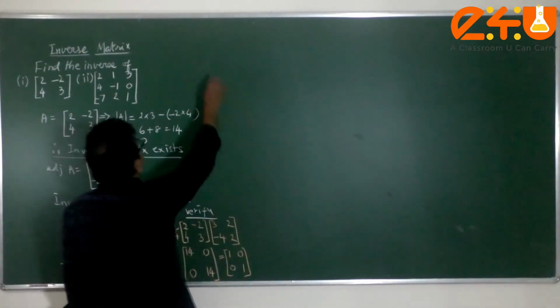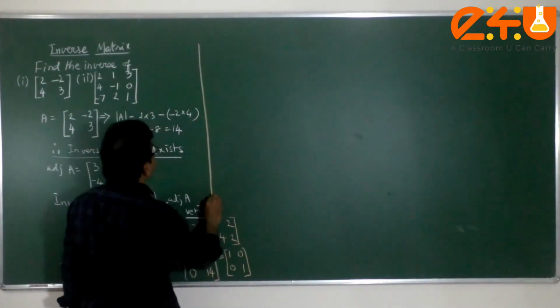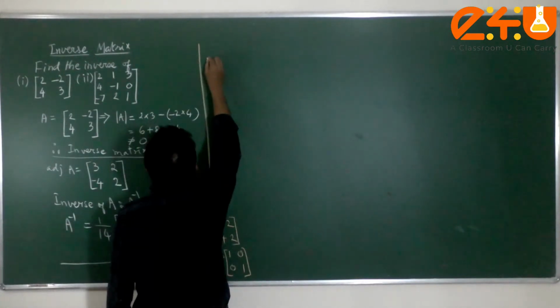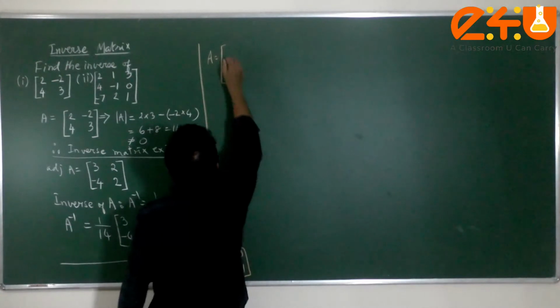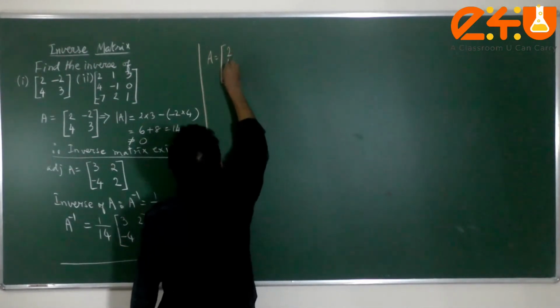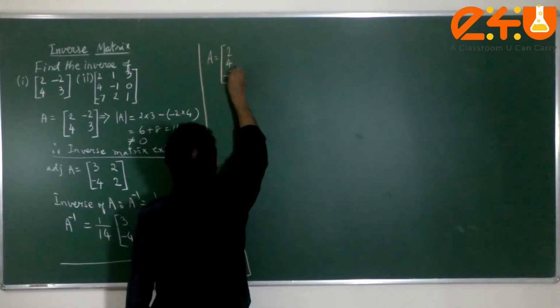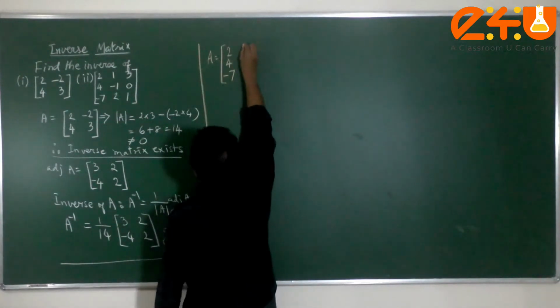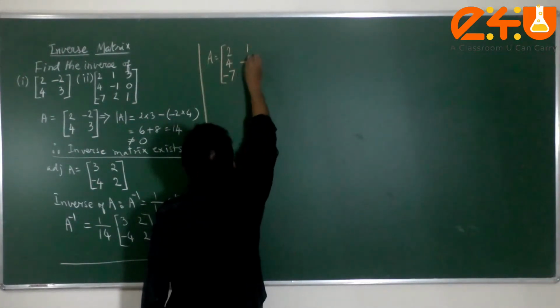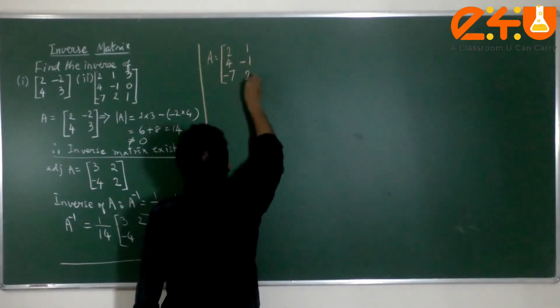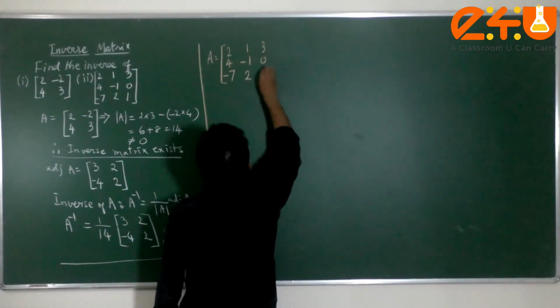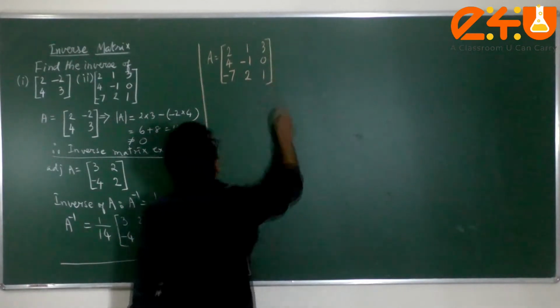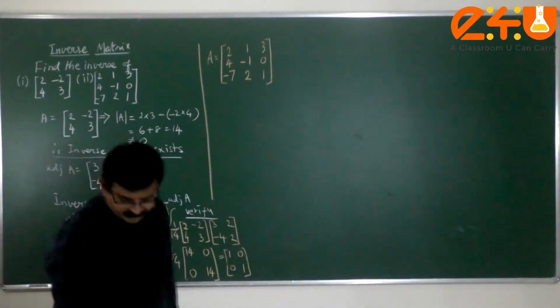Well, let us move on to the other matrix. Let me now take that as A. Column 1 has 2, 4, negative 7. Column 2 has 1, minus 1 and 2. The third column has 3, 0 and 1.